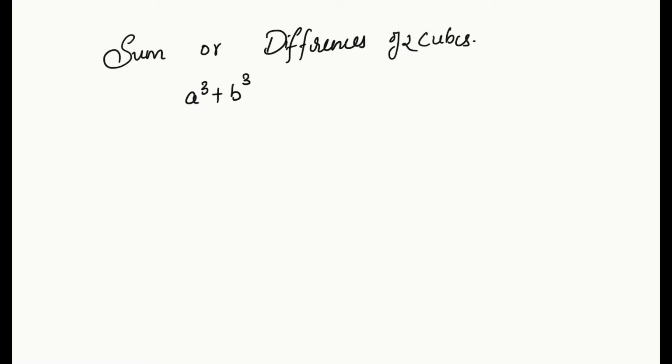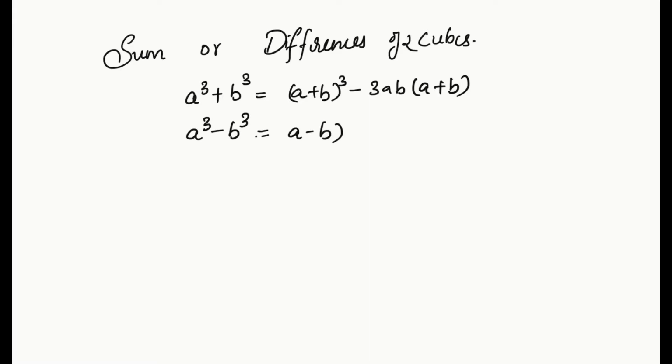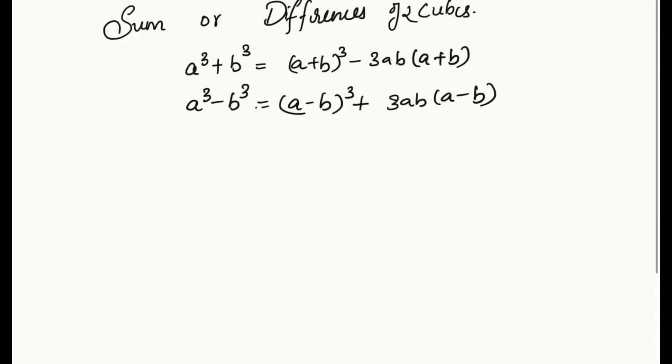a cube plus b cube equal to a plus b whole cube minus 3ab into a plus b. Okay, we had done the derivation in the previous class. So let us note down the formula now. Similarly, a cube minus b cube is equal to a minus b the whole cube plus 3ab into a minus b. Okay, so these are the two formulas we have.